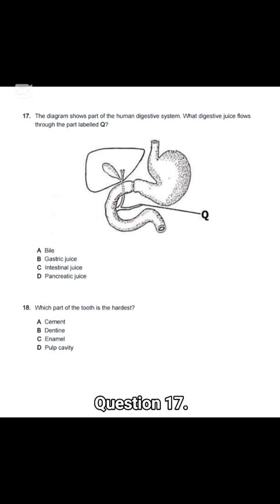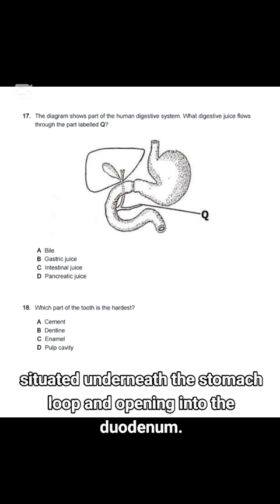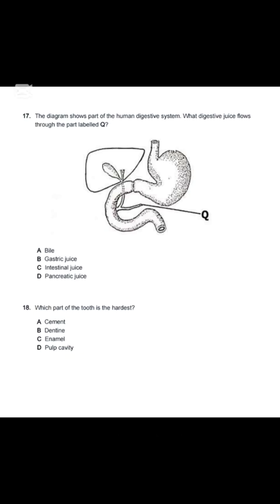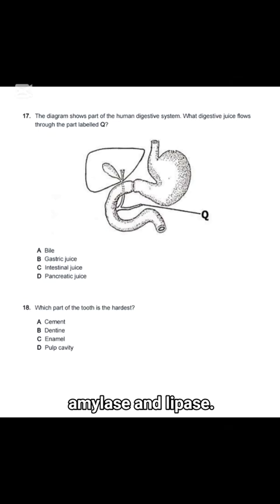Question 17. Answer: D. Pancreatic juice. Explanation: the line Q points directly to the pancreatic duct emerging from the pancreas, situated underneath the stomach loop, and opening into the duodenum. This duct carries alkaline pancreatic juice packed with enzymes like trypsin, amylase, and lipase.